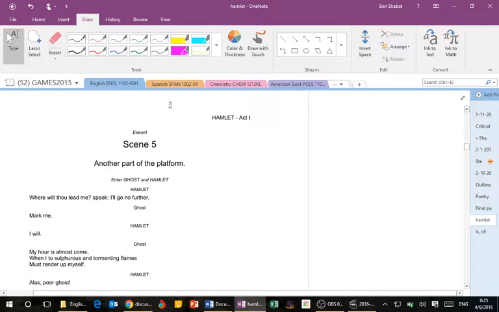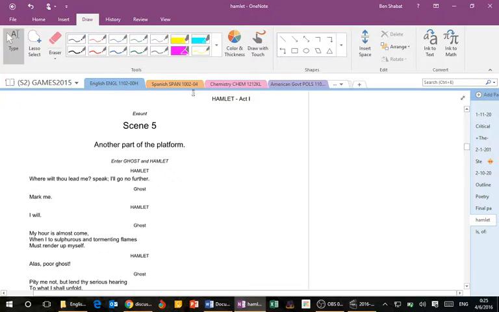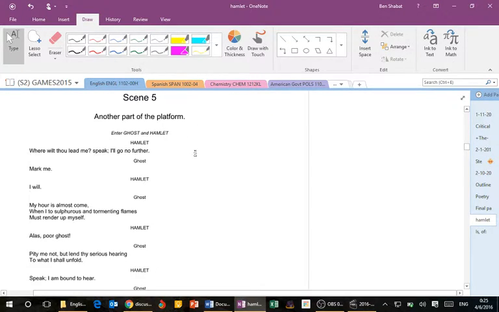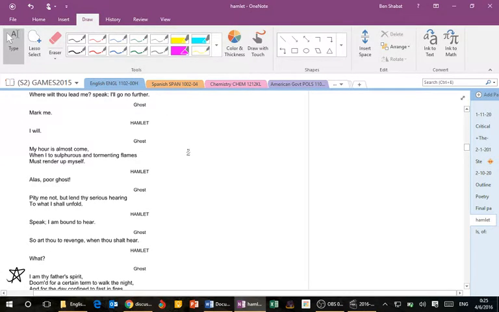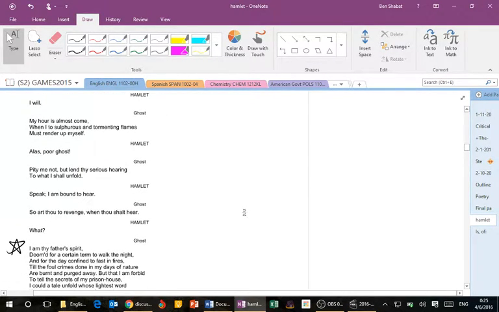And then scene 5 is really the big deal for this whole act. This is finally where Hamlet and the ghost of his father get to talk. This is probably the single most important bit right here. "I am thy father's spirit." I'm the ghost of your father.